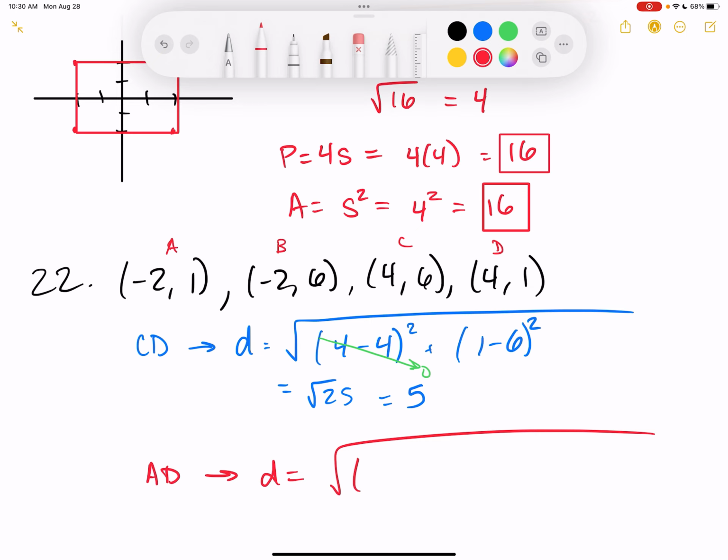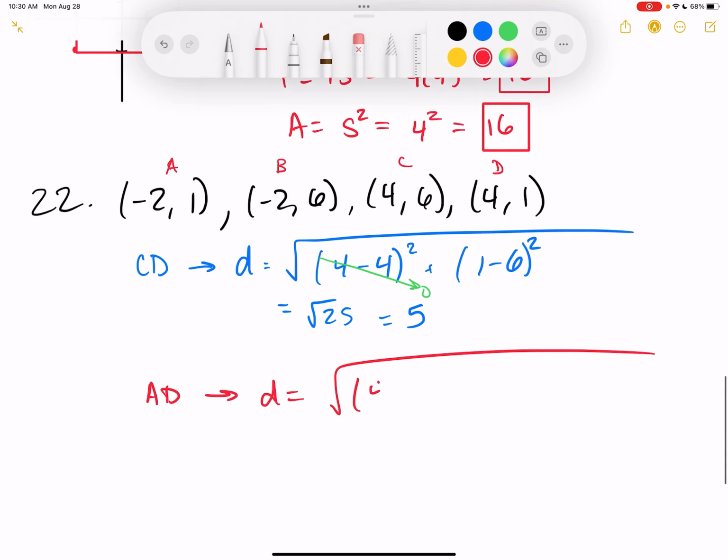So I've got 4 minus -2, so 4 plus 2 squared, plus 1 minus 1. Thank you. I was like, wait a second, I'm looking at point B. I knew something was wrong. I just disregarded that A even existed. So this is going to 0, so what do I have? Square root of 36, which is 6.